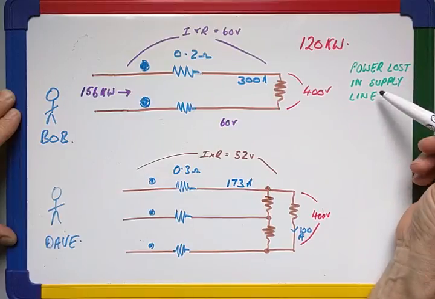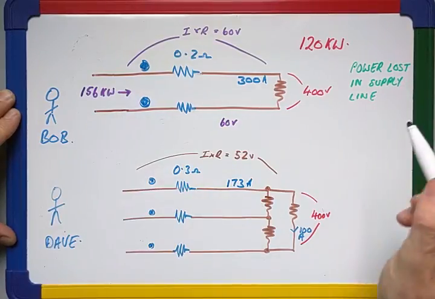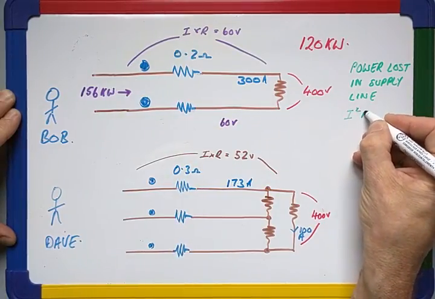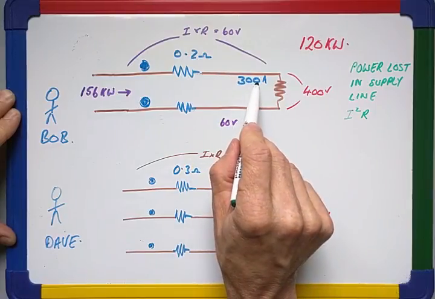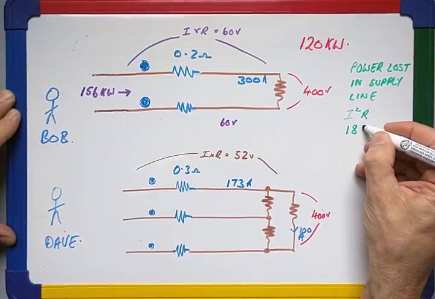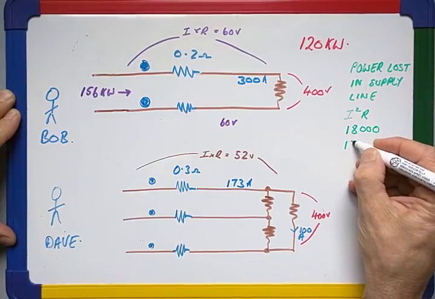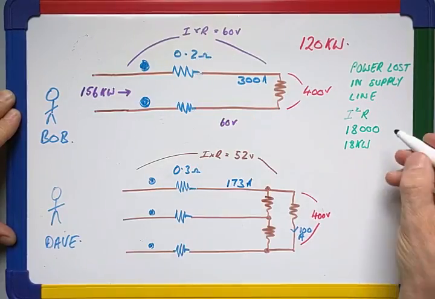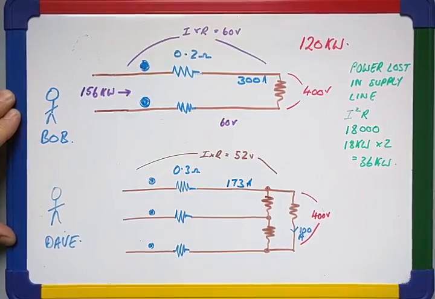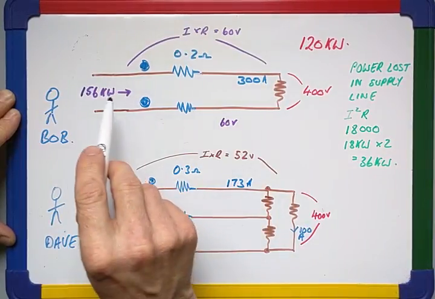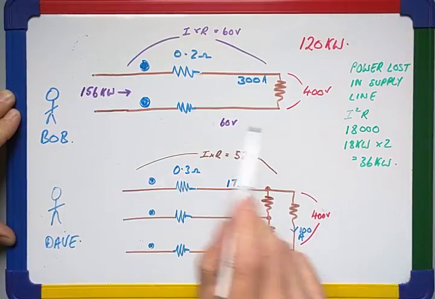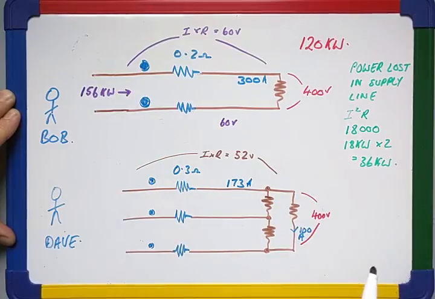So let's look at how much power is lost in the supply line itself. And the power being lost in these supply cables is I squared R. So here it's 300 squared times 0.2. 300 squared times 0.2 is 18,000. So in this system we lose 18 kilowatts in each of the 2 supply lines. So 36 kilowatts lost. And that tallies here, as we said before, with the fact that Bob's having to put in 156 kilowatts. He loses 36 in the transmission. There's 120 at the far end.